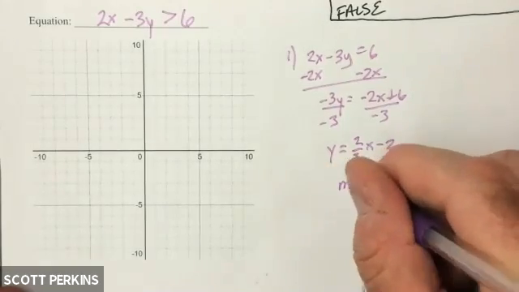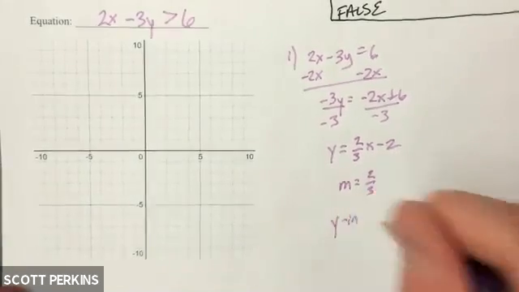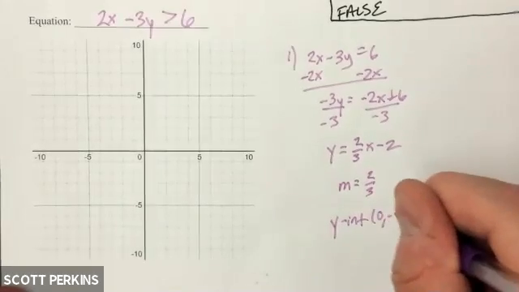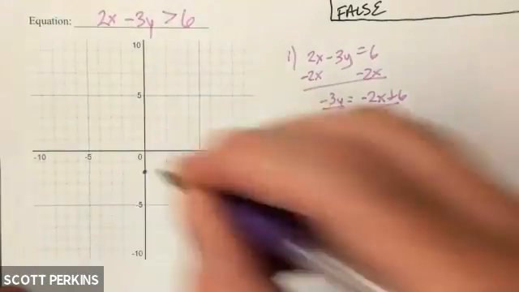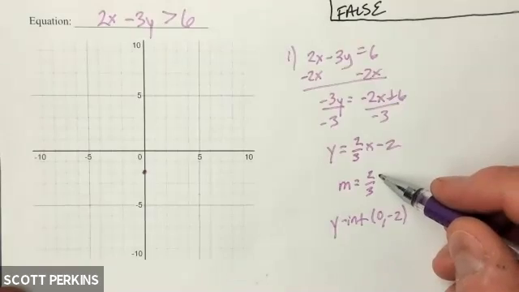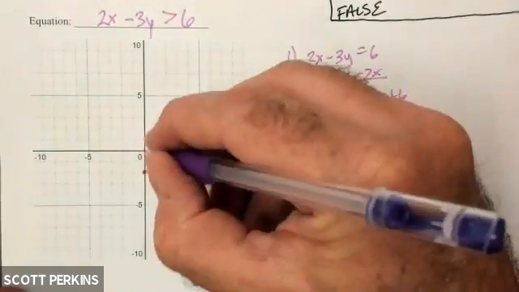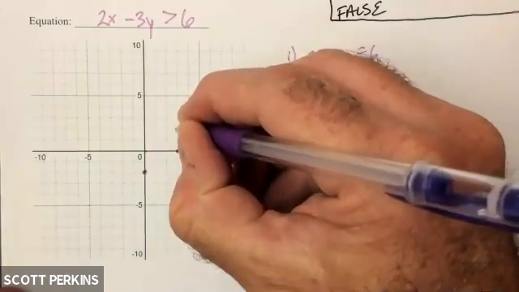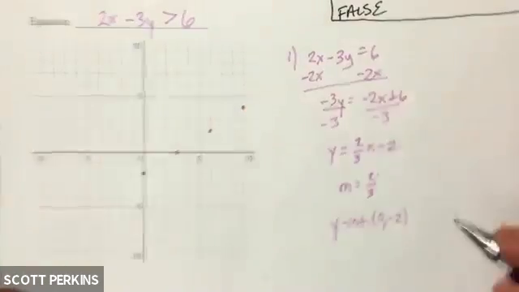So my slope is 2/3. My y-intercept is (0, -2). So (0, -2), I'll make a dot right here. My slope being 2/3 means 2 in the y, 3 in the x. So 2 in the y, 3 in the x, 2 in the y, 3 in the x. One more time, 2 in the y, 3 in the x.